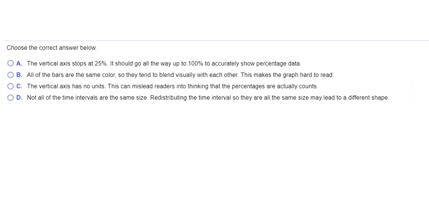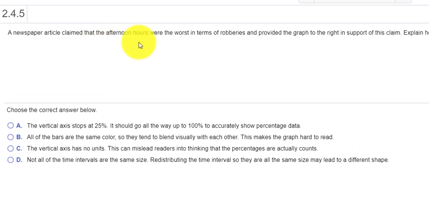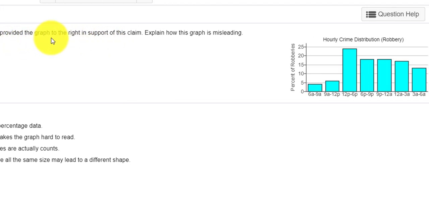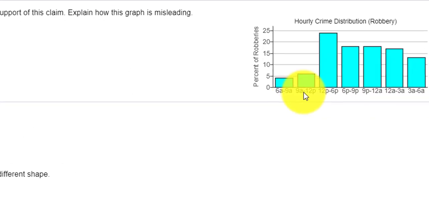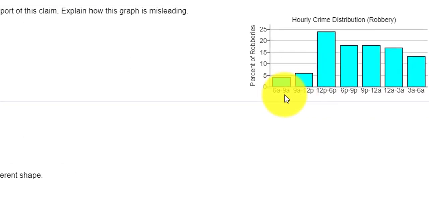Okay, we have a newspaper article that claims the afternoon hours were the worst in terms of robberies, and provide the graph to the right to support this claim. Let's see how this is misleading. Well, when I look at the scale on the bottom, I notice that the intervals are different here, right? 6 to 9 is 3 hours. 9 to 12 is 3 hours. 12 to 6 is 6 hours.